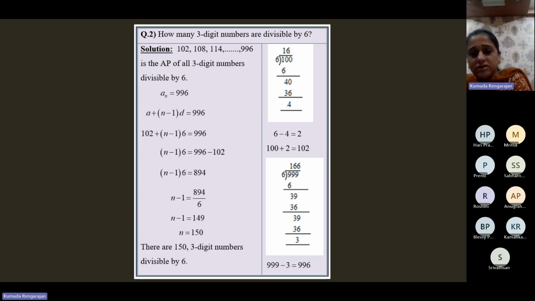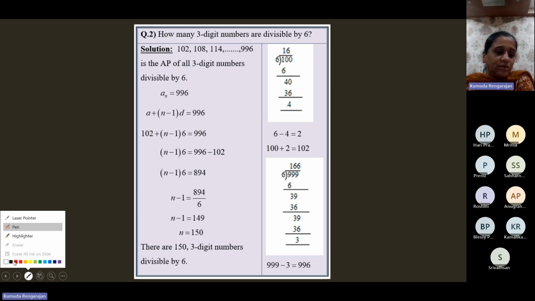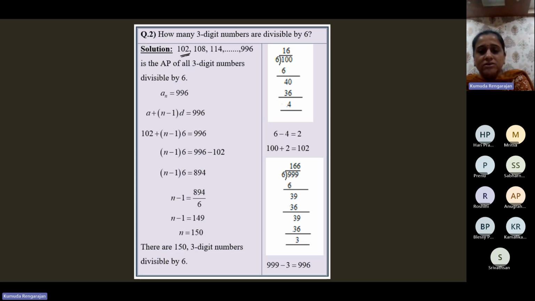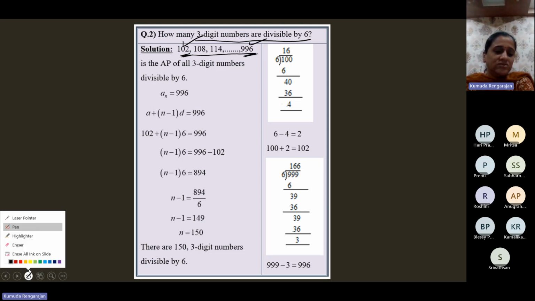So we need to generate the AP of all three-digit numbers divisible by 6. The first three-digit number divisible by 6 is 102. And the last three-digit number divisible by 6 is 996. So this is the AP of all three-digit numbers divisible by 6. 102 is the first term. 996 is the last term.